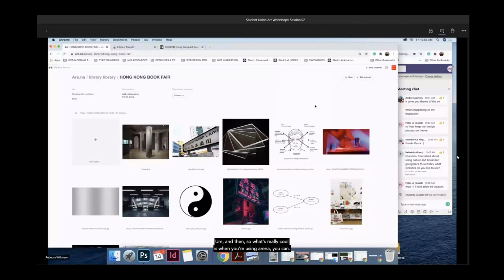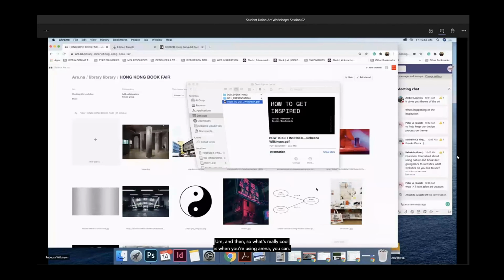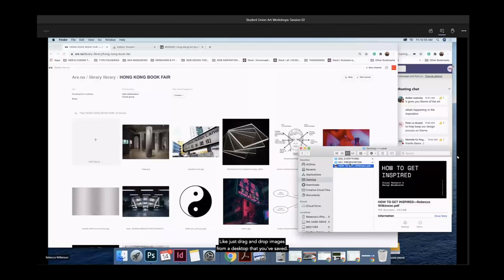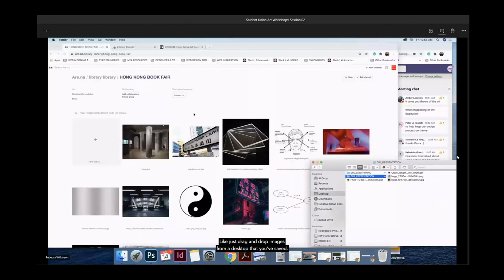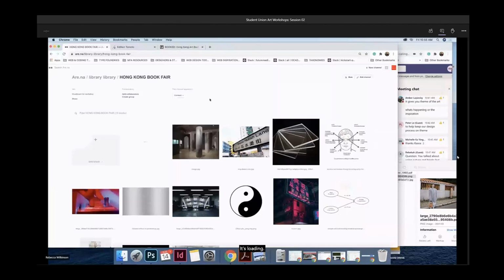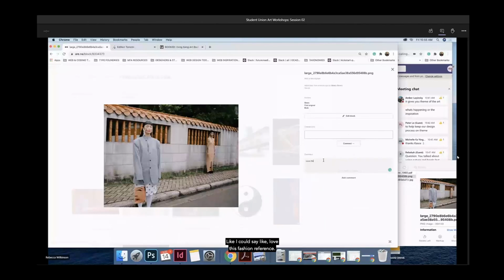What's really cool is when you're using Arena, you can just drag and drop images from a desktop that you've saved. So I can just do this. Sorry, it's loading. And then I can add a description, like I could say, love this fashion reference. Cool, great. And then that'll be there. You can have notes on your blocks.